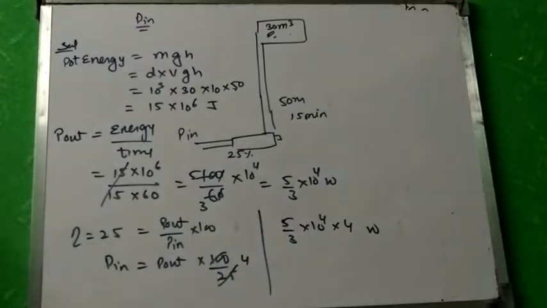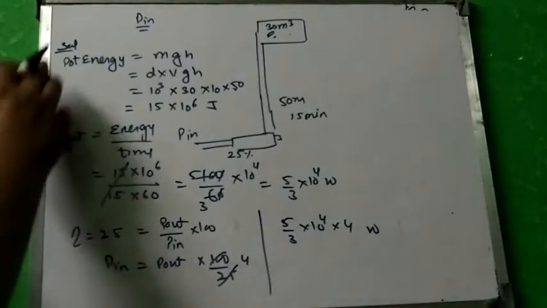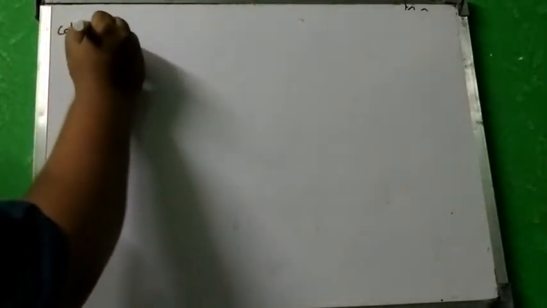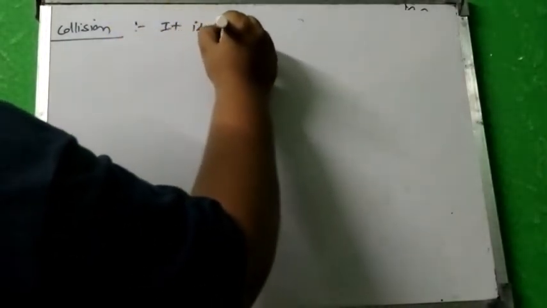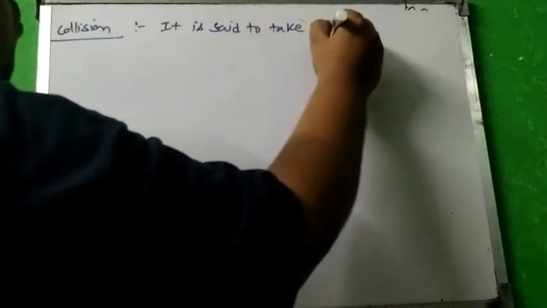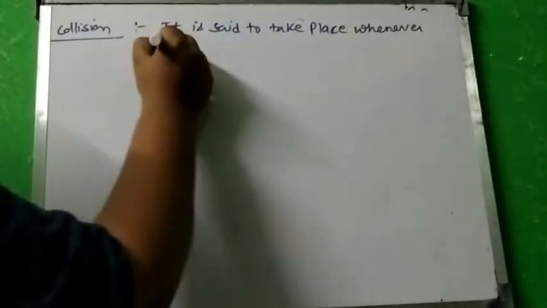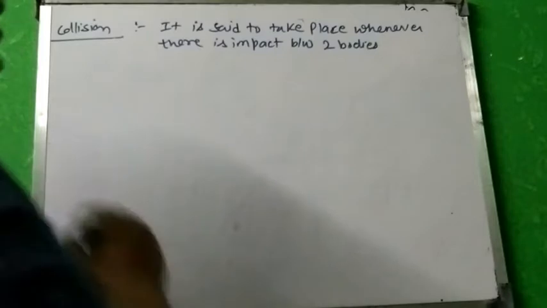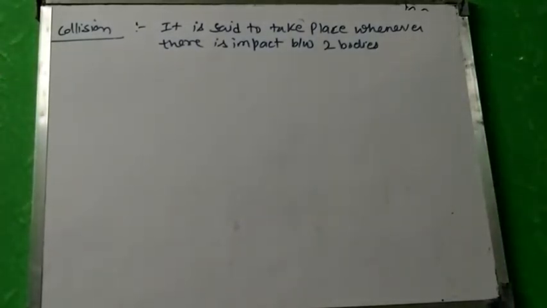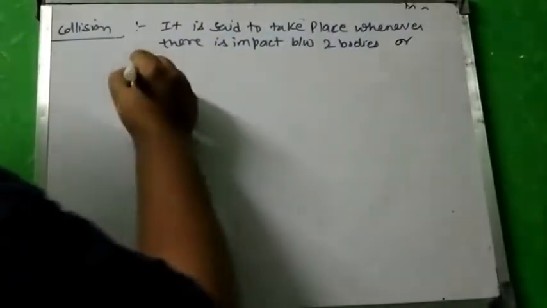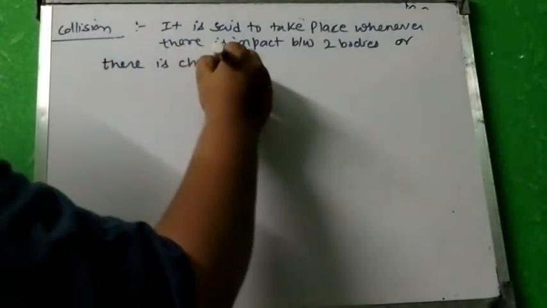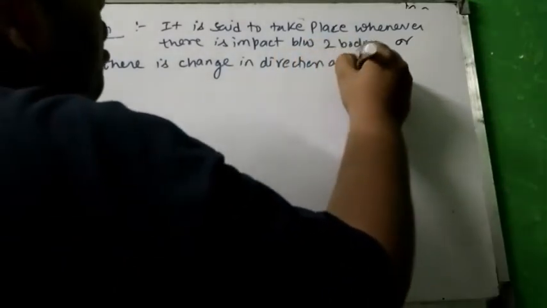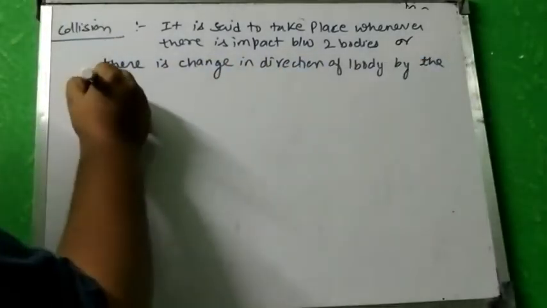Now, the next topic is collision. Collision is said to take place whenever there is impact between two bodies, or there is change in direction of one body by the influence of another body.